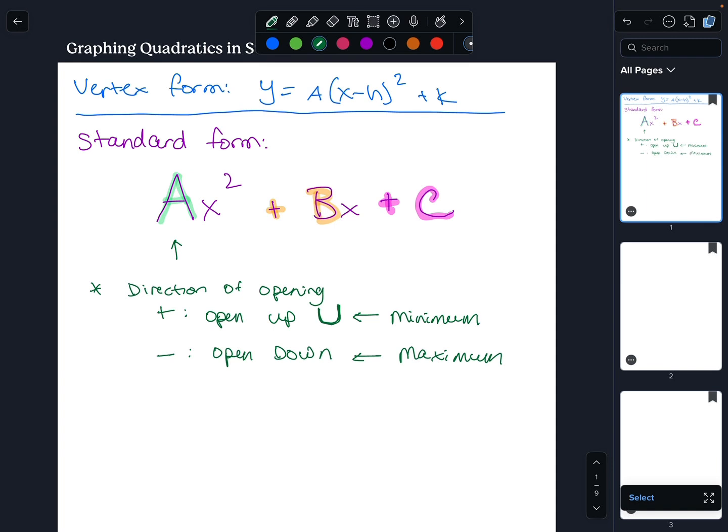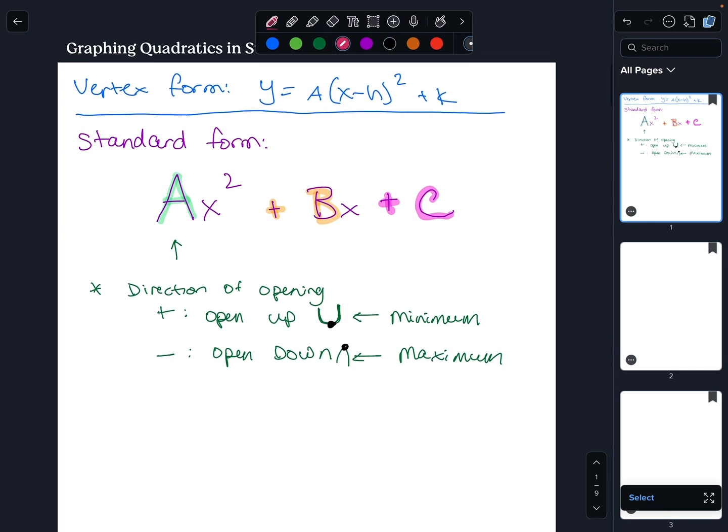So when I say minimum, if you actually look at this, this is the lowest point, which makes it a minimum. There's nothing that's lower than that. And then if it opens down, it looks like this, which means that there is a maximum. There is a top point. That is the highest it goes. So anytime you have an open up, you have a minimum, and anytime you have open down, you have a maximum. Okay?